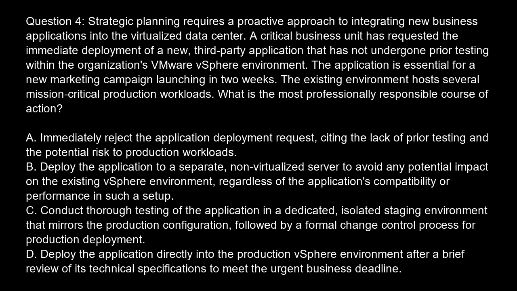Option C. Conduct thorough testing of the application in a dedicated, isolated staging environment that mirrors the production configuration, followed by a formal change control process for production deployment. Option D. Deploy the application directly into the production vSphere environment after a brief review of its technical specifications to meet the urgent business deadline.